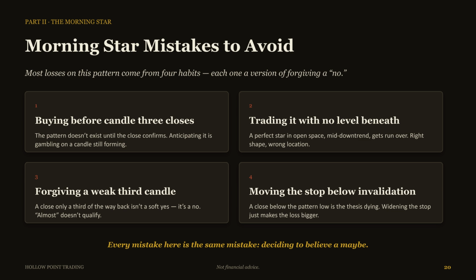Avoid these mistakes: buying before candle 3 closes, trading without a level beneath, forgiving a weak third candle, or moving the stop below invalidation. Every mistake here is believing a maybe when the pattern demands a yes or no answer.